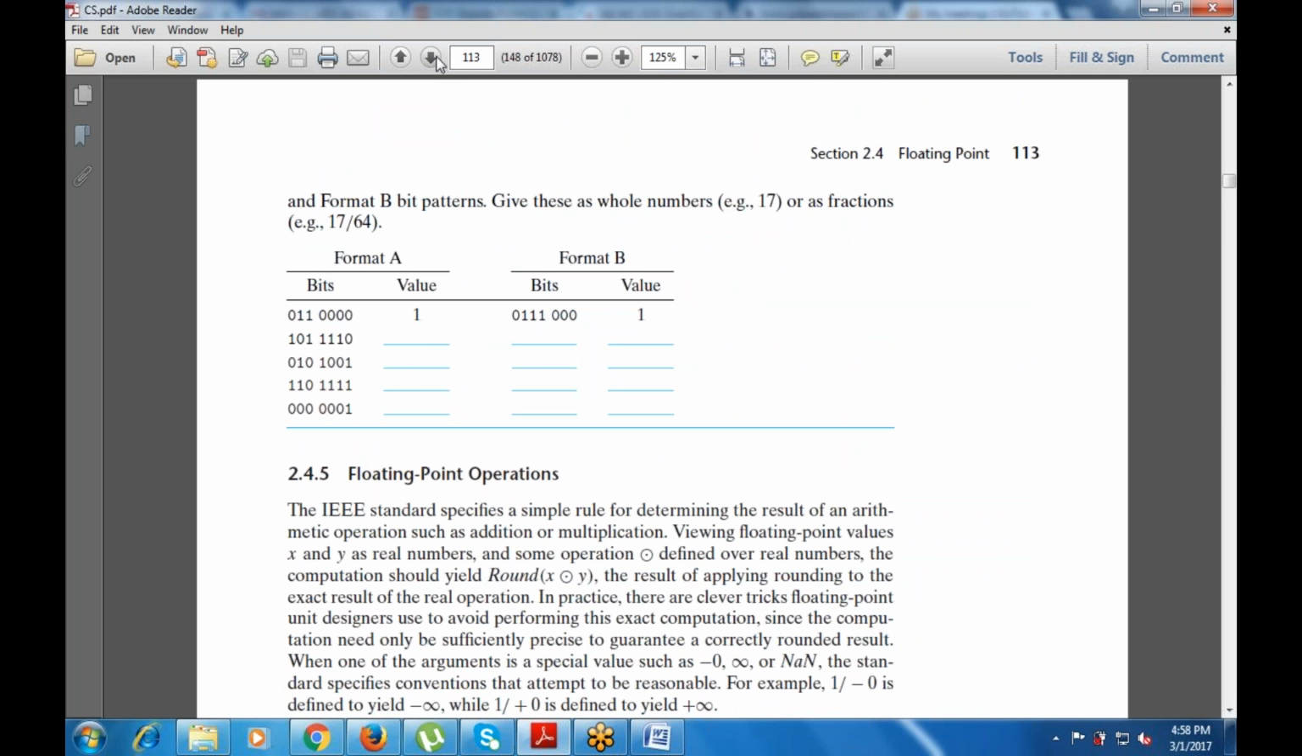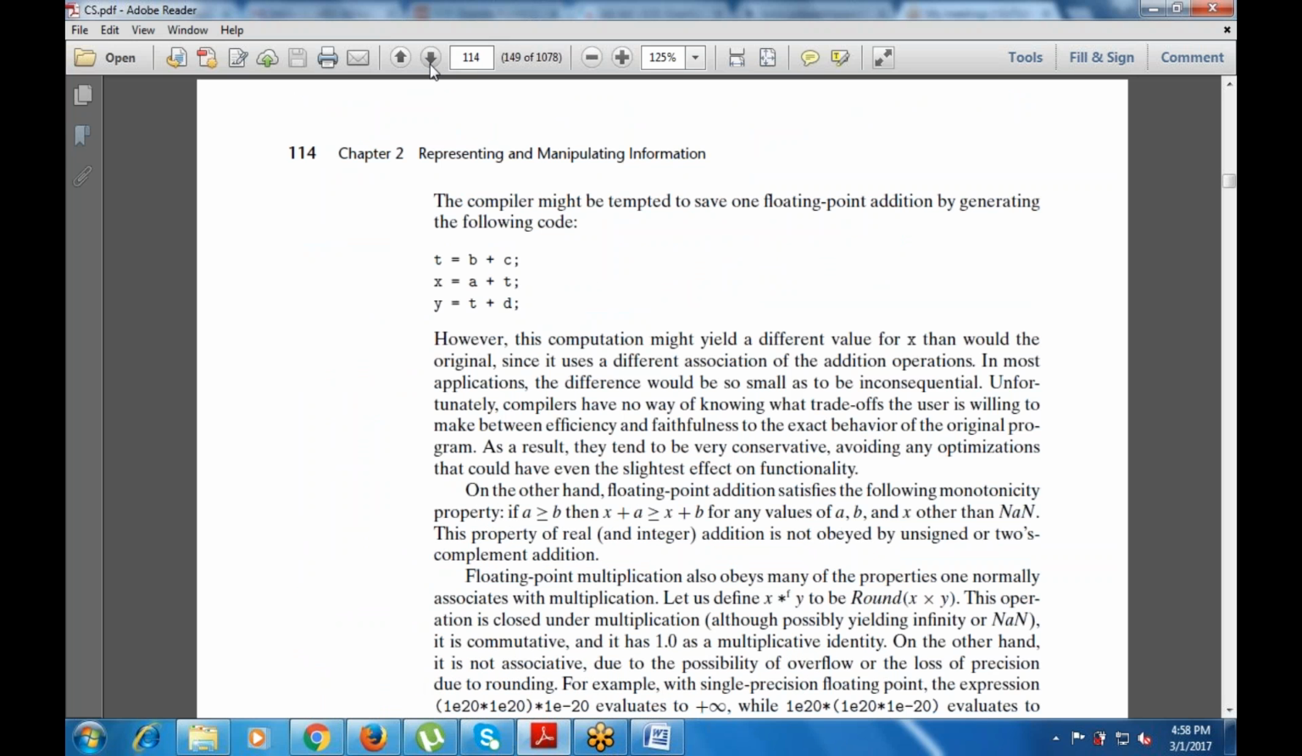Then floating point operation, that is used with the IEEE round functions operation, that is used over real numbers, computation of the real operation. And the compiler might be tempted to save one floating point addition by generating the following code. This is t = b + c, x = a + t, y = t + d.